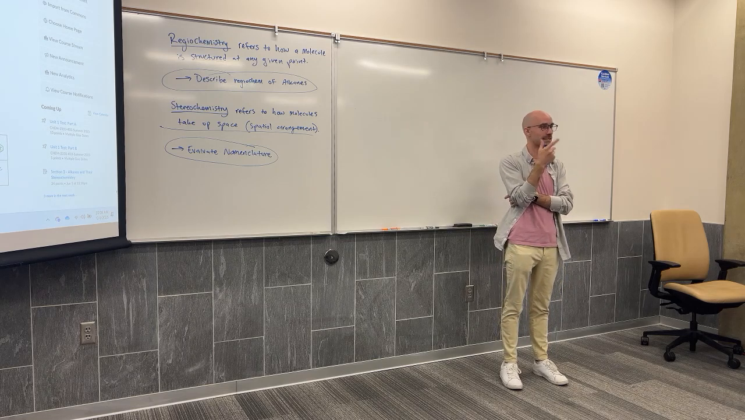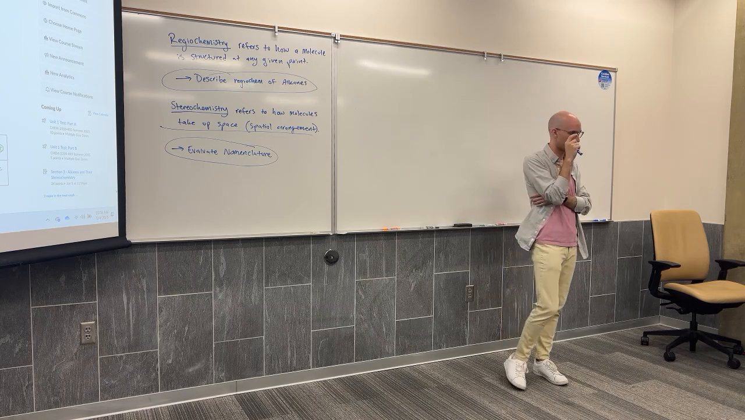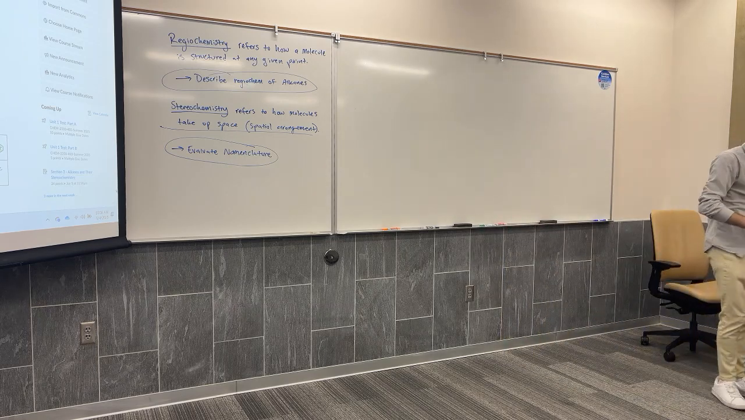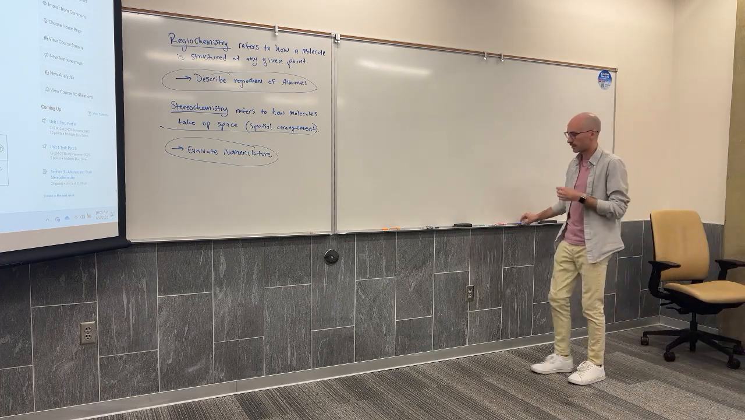So nomenclature is a system of naming, and we're going to be looking at organic nomenclature today to make sense of that. All right. So we're going to kick off with the regiochemistry of alkanes.